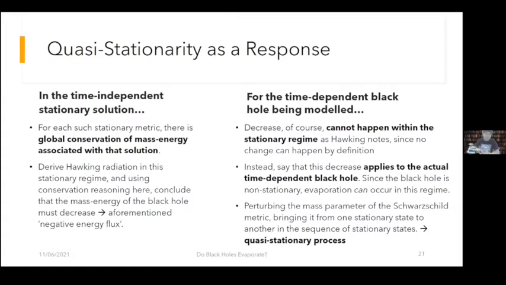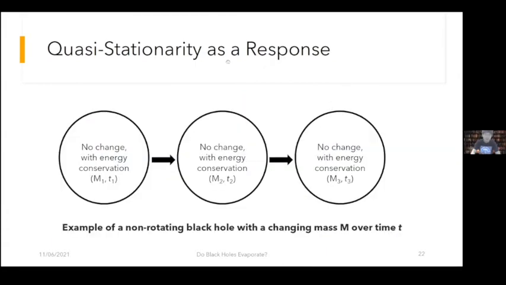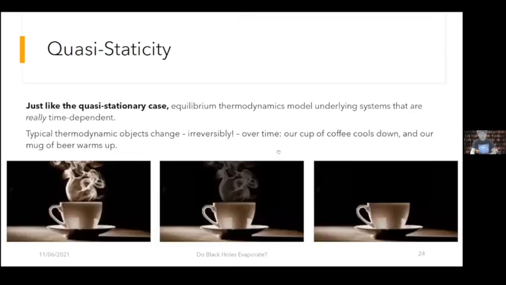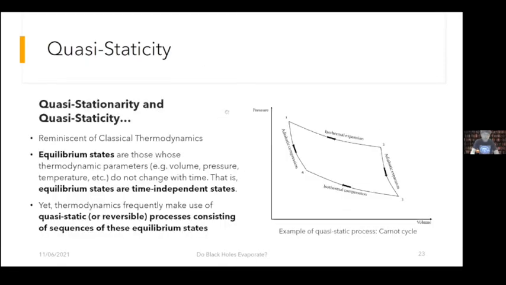And we get a quasi-stationary process this way by iterating on this procedure, right? So this is an example of a quasi-stationary process. There's no change, energy conservation, but somehow there's change that comes here, and then no change again, and then change, no change again. So, yeah. It seems to me that it's not so clear-cut that this is conceptually okay to do, right?